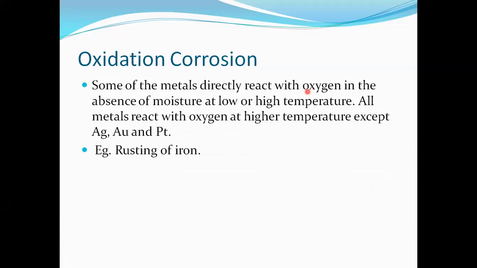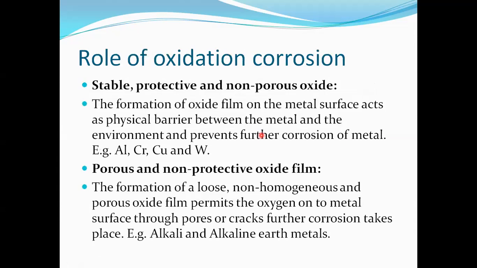The oxidation of a metal surface is directly proportional to the temperature. When we increase the temperature, the rate of corrosion increases. Then there are some metals where the rate of corrosion is equal to 0, and those metals are silver, gold, platinum and mercury. All metals react with oxygen at higher temperature except silver, gold, platinum and mercury. These are known as the exceptional cases.